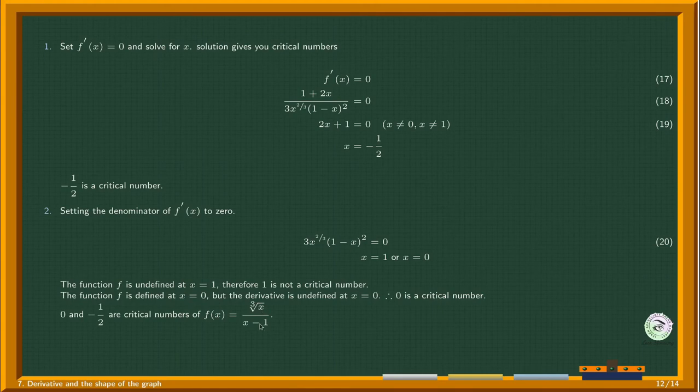This is the original function. You can see that when x equals 1, the denominator becomes 0, which is why I cannot take x equals 1. But at x equals 0, the function is defined, and the function is also 0.